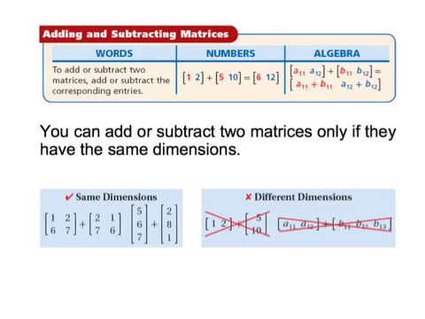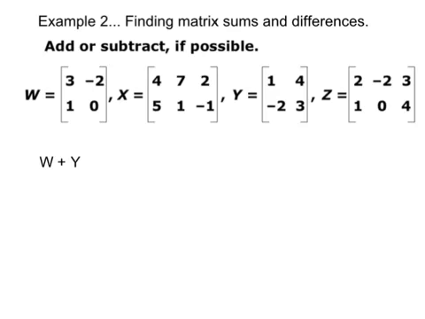They have to be the same dimensions. Okay, here I have a 2 by 2 and a 2 by 2. I can add those together. I have a 3 by 1 and a 3 by 1. I can add those together. But I cannot add a 1 by 2 and a 2 by 1. It has to be the exact same dimensions. And I cannot add a 1 by 2 and a 1 by 3. They have to be exactly the same.